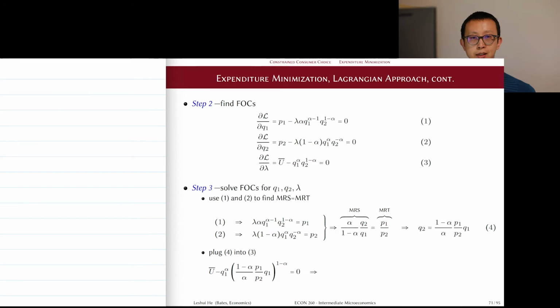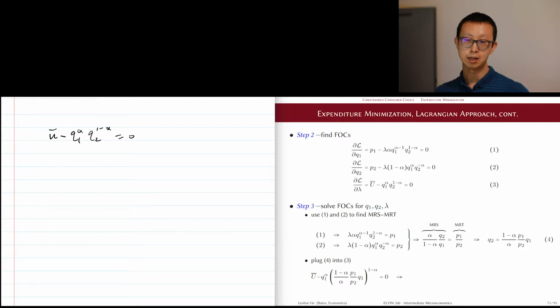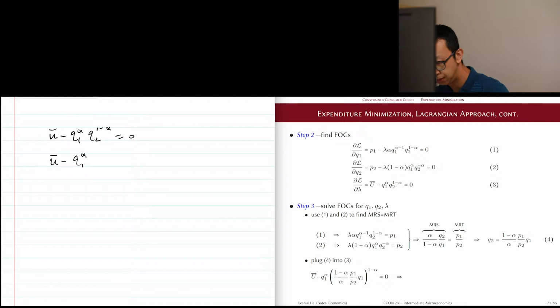All right, let's look at the substitution. In equation 3, we have u bar minus q1 to the power of alpha times q2 to the power of 1 minus alpha is equal to 0. And now we can plug the expression of q2 into equation 3 here. That will give us u bar minus q1 to the power of alpha times (1 minus alpha over alpha times p1 over p2 times q1) raised to the power of 1 minus alpha.